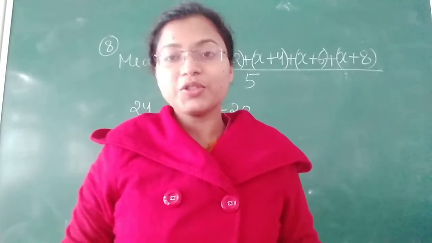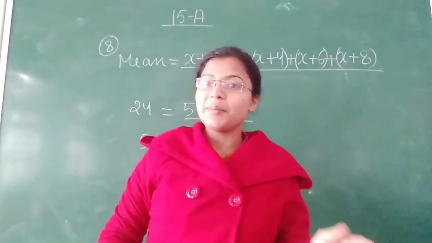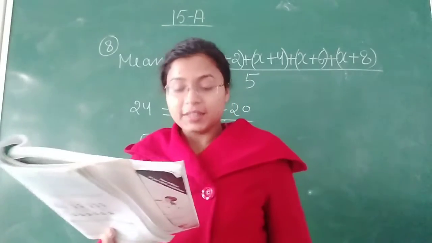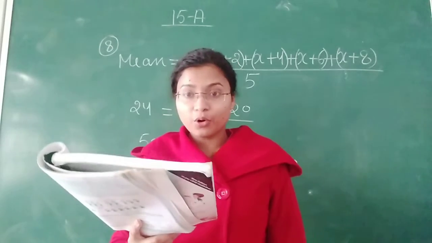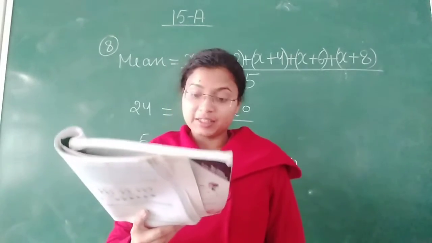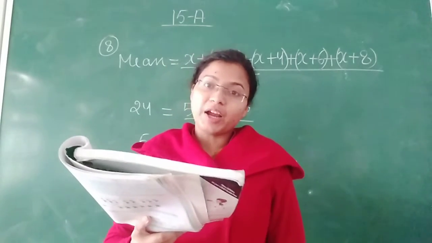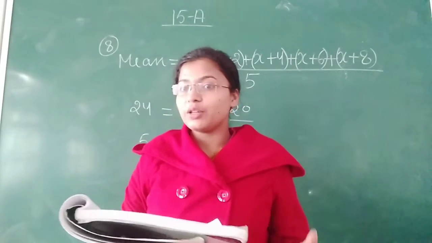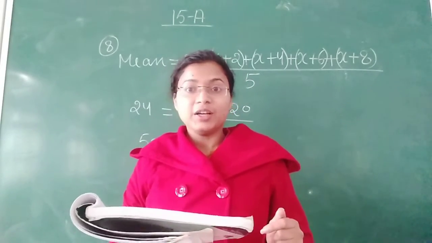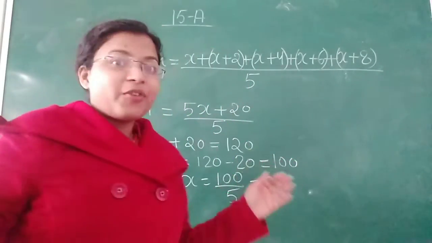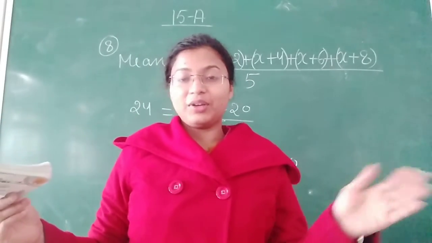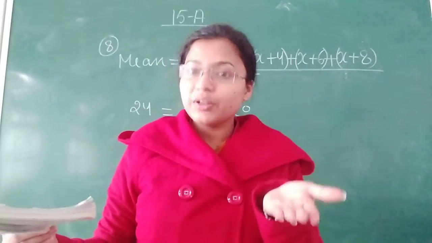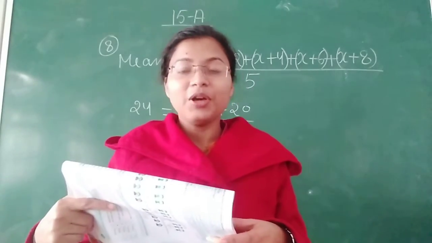Your next question, question number 8, is also on the same pattern as question number 7. If the mean of x, x plus 2, x plus 4, x plus 6, x plus 8 is 24, you have to find out the value of x. In this question also you are having the mean value and you have to find out the value of x. So don't be afraid that so many x are there. We can just add them. If we are having more than 1x, we can just add them, because both are variables.